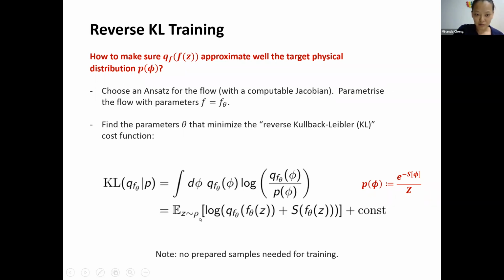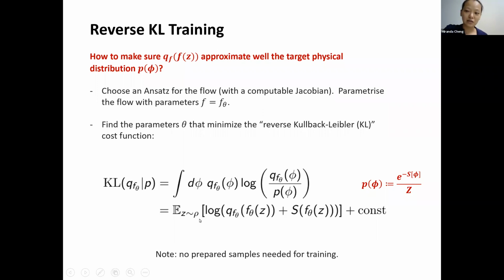Right, so to approximate this, we again use sampling. Because what's multiplying the log is the push forward probability, not the target probability, we can just sample according to this Gaussian distribution that's easy to sample in the latent space. And then we write it in this way. Here we use the specific form of the target distribution that's given as a Boltzmann weight. And then we throw away the constant involving the partition function, Z, since it's theta independent, so it doesn't play any role in the optimization.